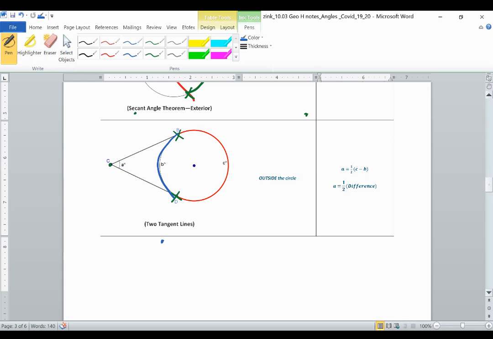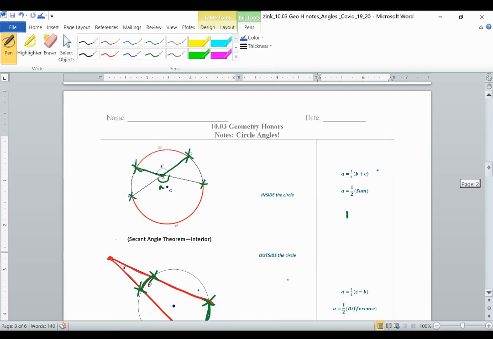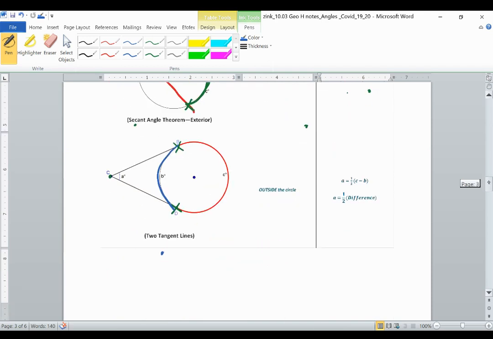So in summary here, if your vertex is at the center, the central angle is equal to its intercepted arc. They're the same. If the vertex is on the circle, for an inscribed angle or a tangent chord angle or a tangent secant angle, then it's going to be half the intercepted arc. So at the center, same. On the circumference of the circle, half the intercepted arc. If it is inside the circle but not at the center, it's going to be half the sum. And if it's outside the circle, it's going to be half the difference.